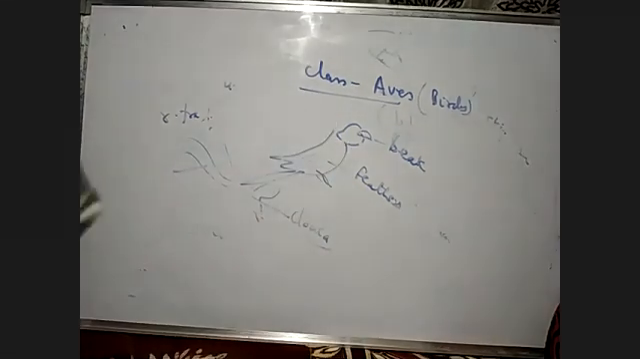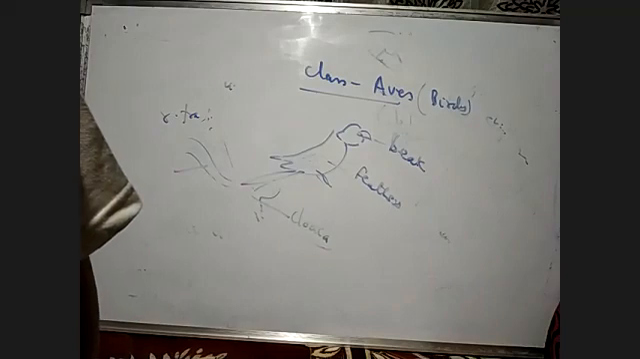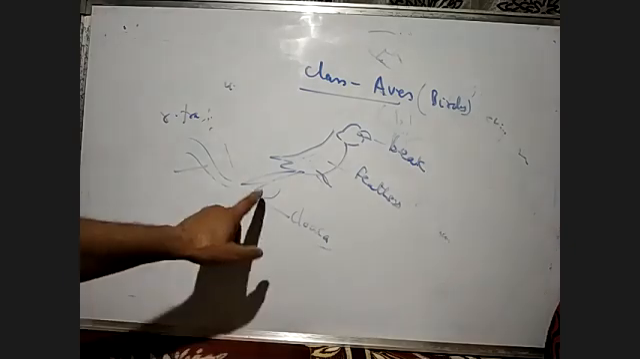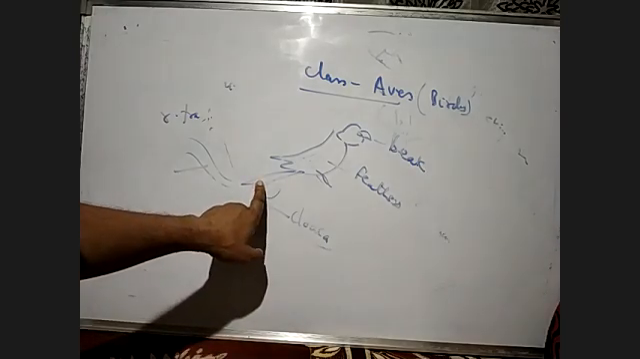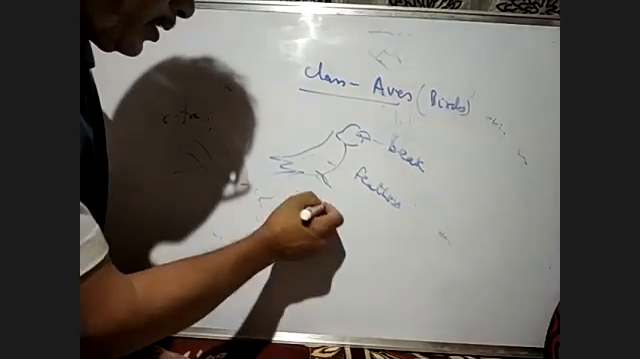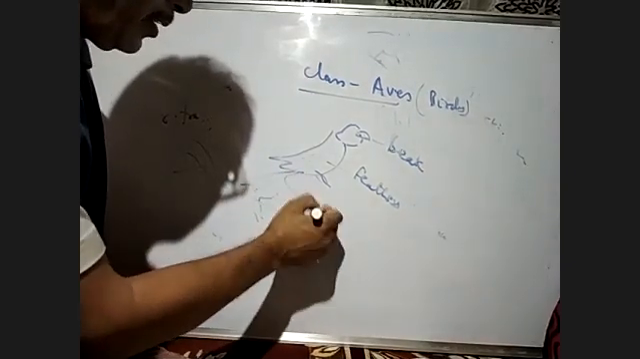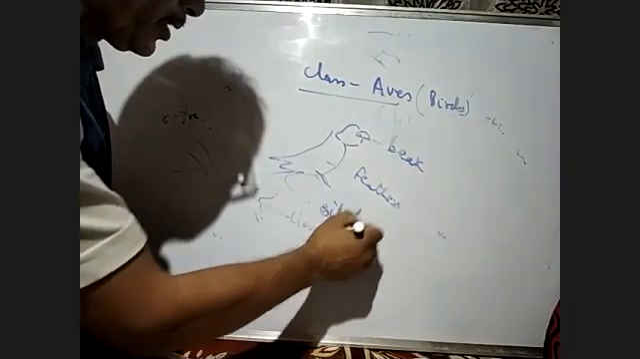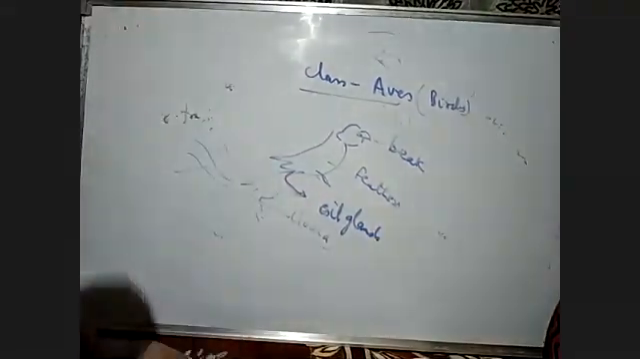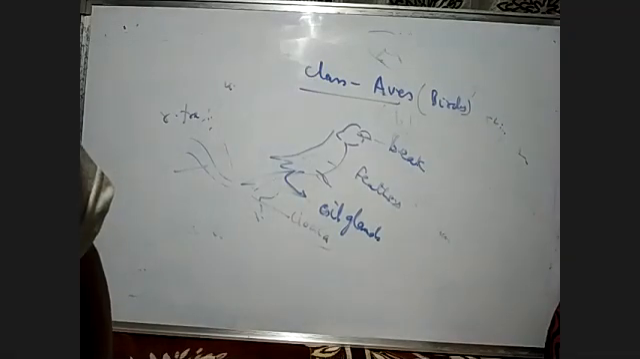Skin is dry without any glands, except they have the oil glands at the base of the tail. All the birds have the oil glands at the base of the tail, and they don't have any other glands.